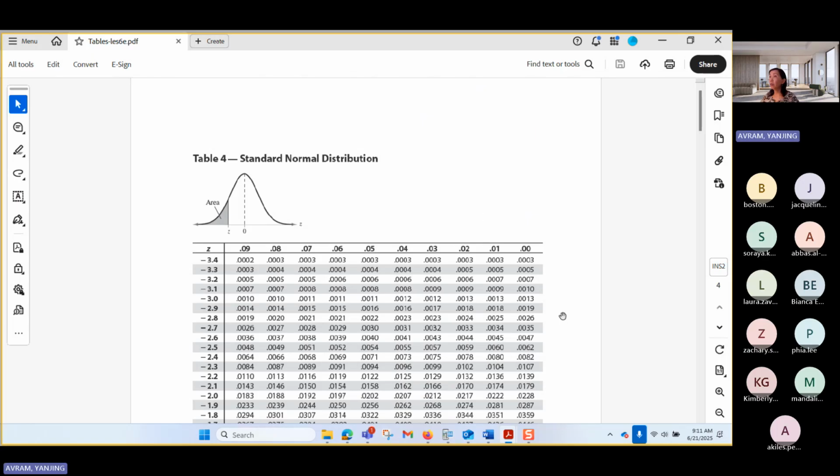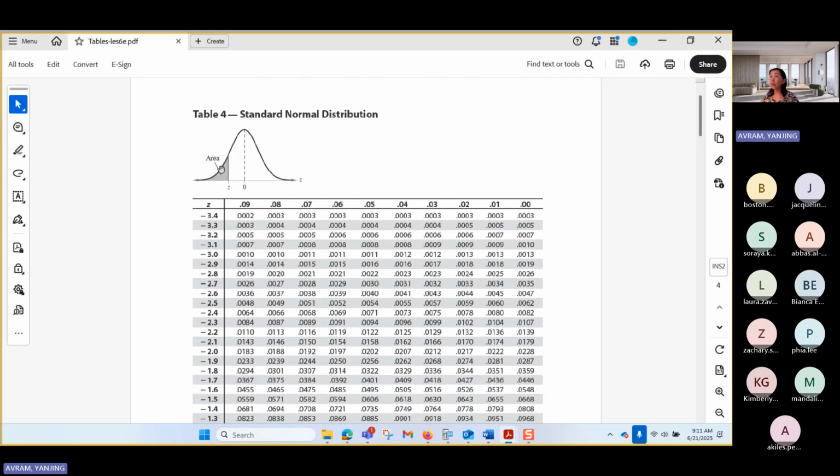If you look at this table, you look at this legend, this is the area to the left. Whatever you read from this Z-score table is always the area to the left. If the Z-score is negative 2.69, you read negative 2.6 here, and read the last digit from the top. So this is a Z-score equal to negative 2.69, and the area is always positive.